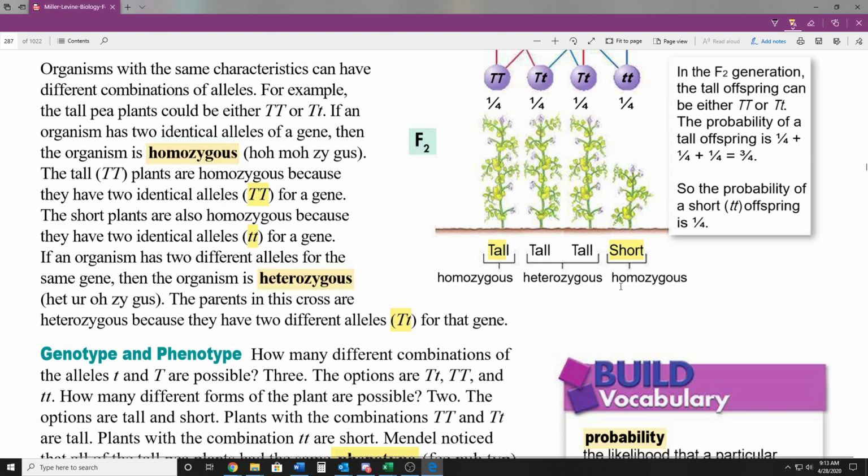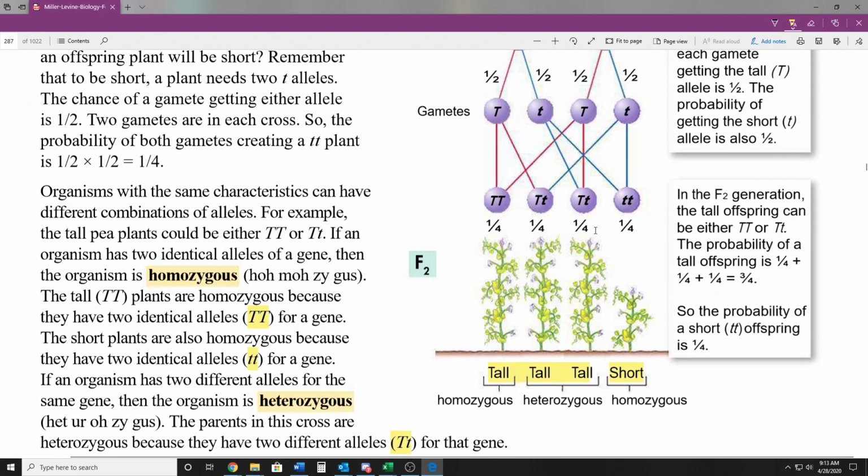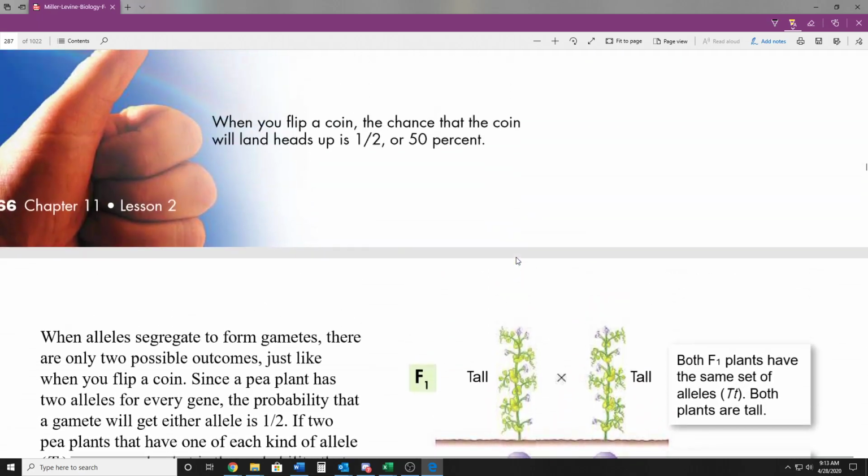And the different phenotypes are only two. We have tall or short. Those are our two possibilities. But we can see here that the probability of getting a tall phenotype is 3 out of every 4. For every 4 plants, approximately 3 of them should be tall in the offspring of this generation.